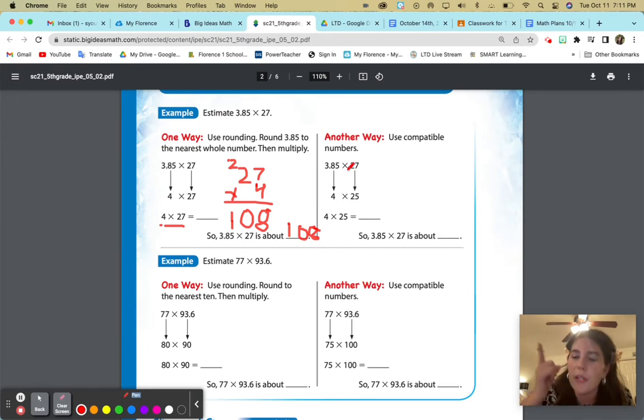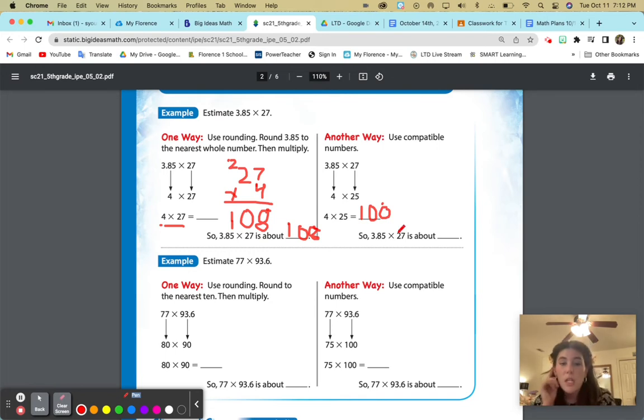And friends, I want you to think money right here. Why would they have rounded that to 25? Because 4 times 25, think money. If I have 4 quarters, and they each are 25 cents each, doesn't that give me a whole dollar? Well, 4 times 25 gives me 100. So I can use those compatible numbers to find factors that can be easily multiplied together to get a product.